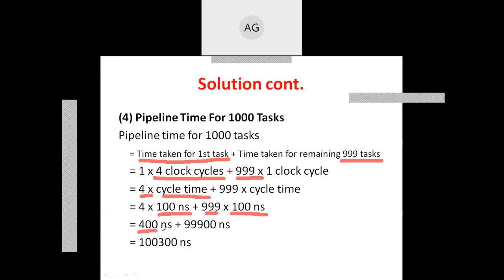So 400 nanosecond plus 99,900 nanosecond. So it gives us the answer as 1 lakh 300 nanosecond. So by using this formula, we calculate the pipeline time for 1,000 tasks. So you need to just remember that you can calculate the first task separately and the remaining n minus 1 tasks separately for getting the answer. Now moving to the next slide.